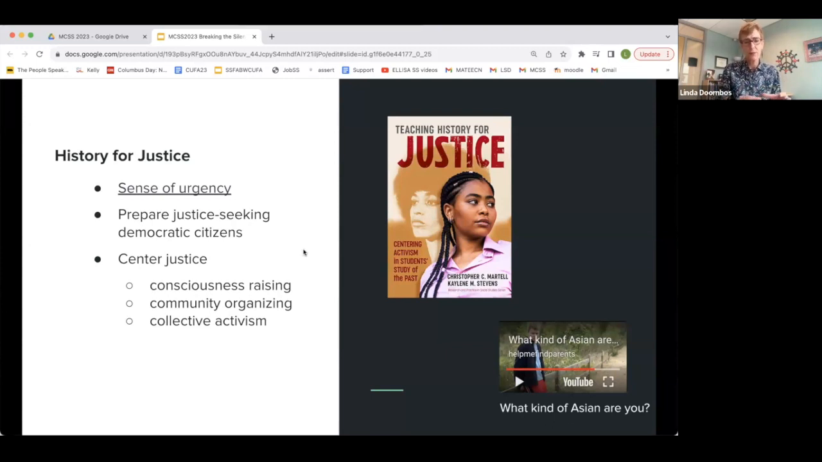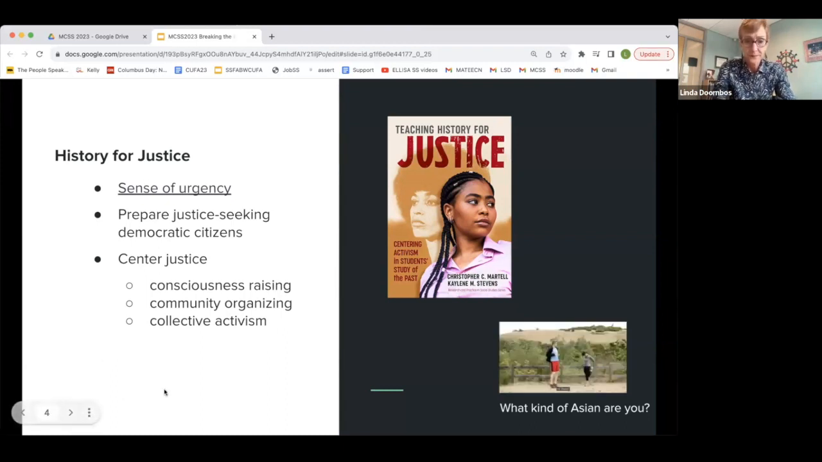And the first part of the book is very theoretical, but the second part gives amazing case studies of teachers doing this work in their classroom, not just about Asian American history, but about a broader sense of what history is and bringing history into the classroom for the sake of advancing justice in our country.